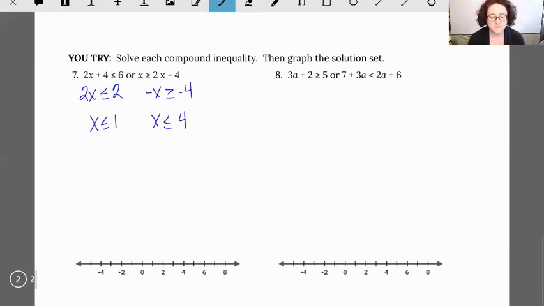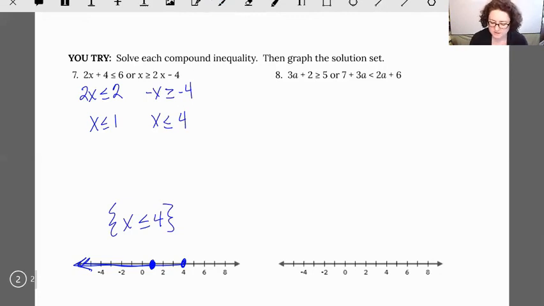Wait a second. x is less than or equal to 1, and x is less than or equal to 4. We have a 1 less than, we have a 4 less than. We want to include every possible thing. So x less than or equal to 1 is actually included in x less than or equal to 4. So our solution set is really just x is less than or equal to 4.